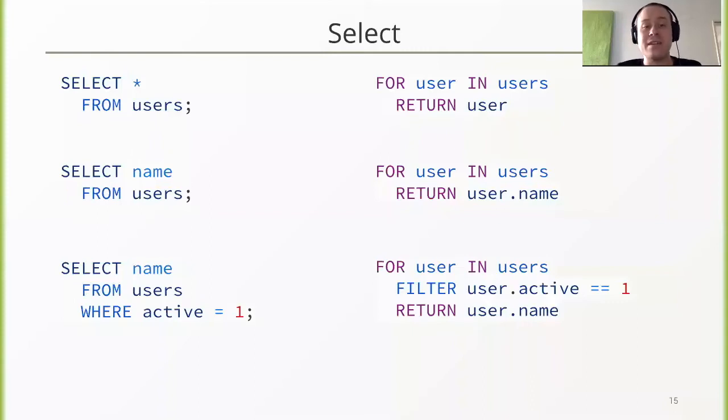Furthermore, you can define filter conditions or where clauses. In a relational world, you typically just select from something and then define where this or that has to be true. In AQL, you have more the streaming way, where you just say for user in users, filter user.active is equal to 1, and then return user.name. And again, the filter will figure out if there is an index available or not.